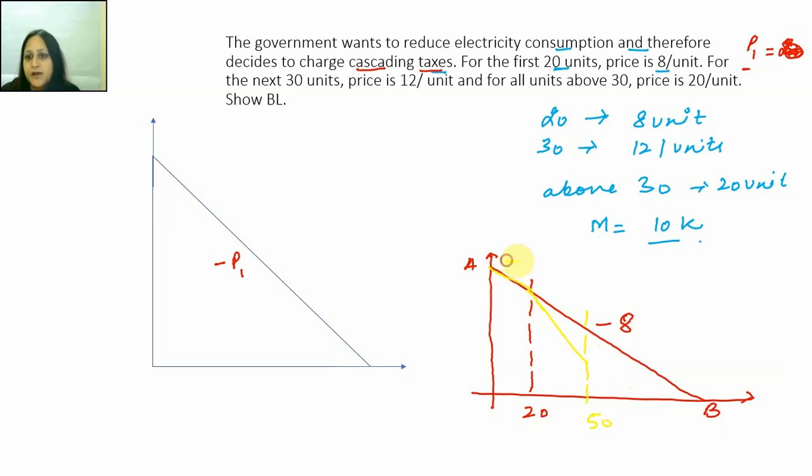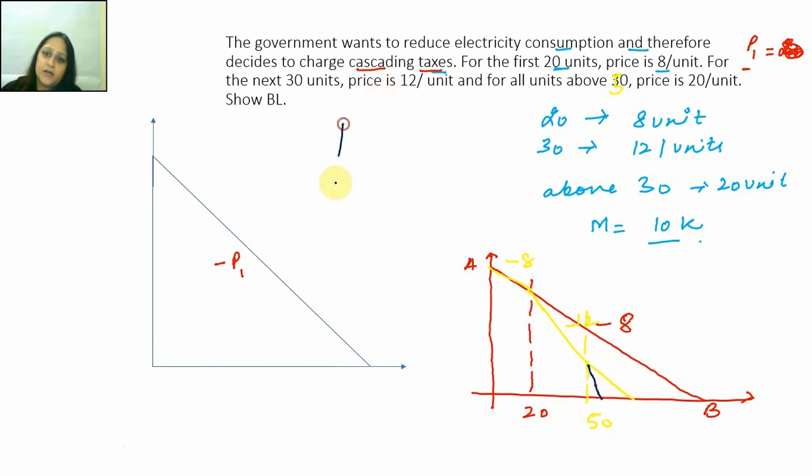So till 20, the slope is minus 8. Then it becomes minus 12. And for all the units above 50, the price is further increasing, which means कि अगर उसके बाद 12 पे constant होता तो मेरी budget line ये होती. But now my price is further increased, which means इससे भी कम होगा.